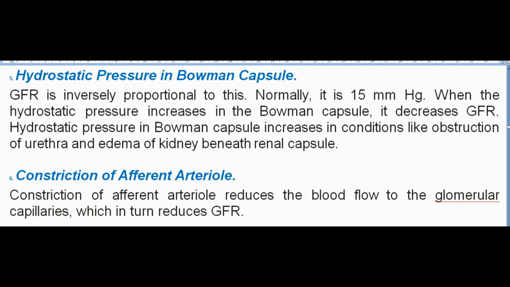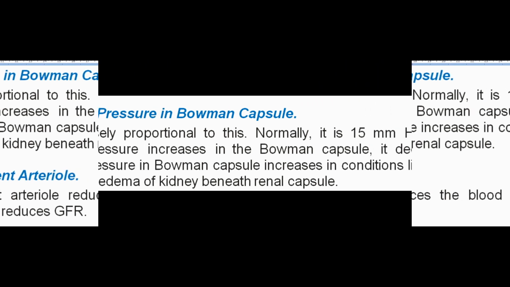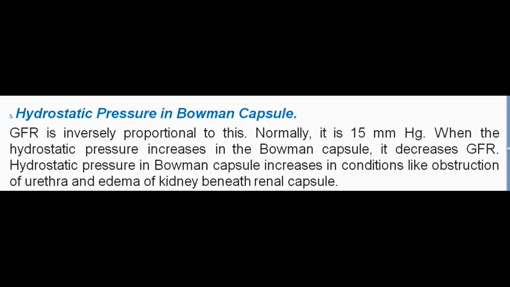Colloidal osmotic pressure. Glomerular filtration rate is inversely proportional to colloidal osmotic pressure, which is exerted by plasma proteins in the glomerular capillary blood. Normal colloidal osmotic pressure is 25 mmHg. When colloidal osmotic pressure increases, as in dehydration or increased plasma protein level, GFR decreases. When colloidal osmotic pressure is low, as in hypoproteinemia, GFR increases.